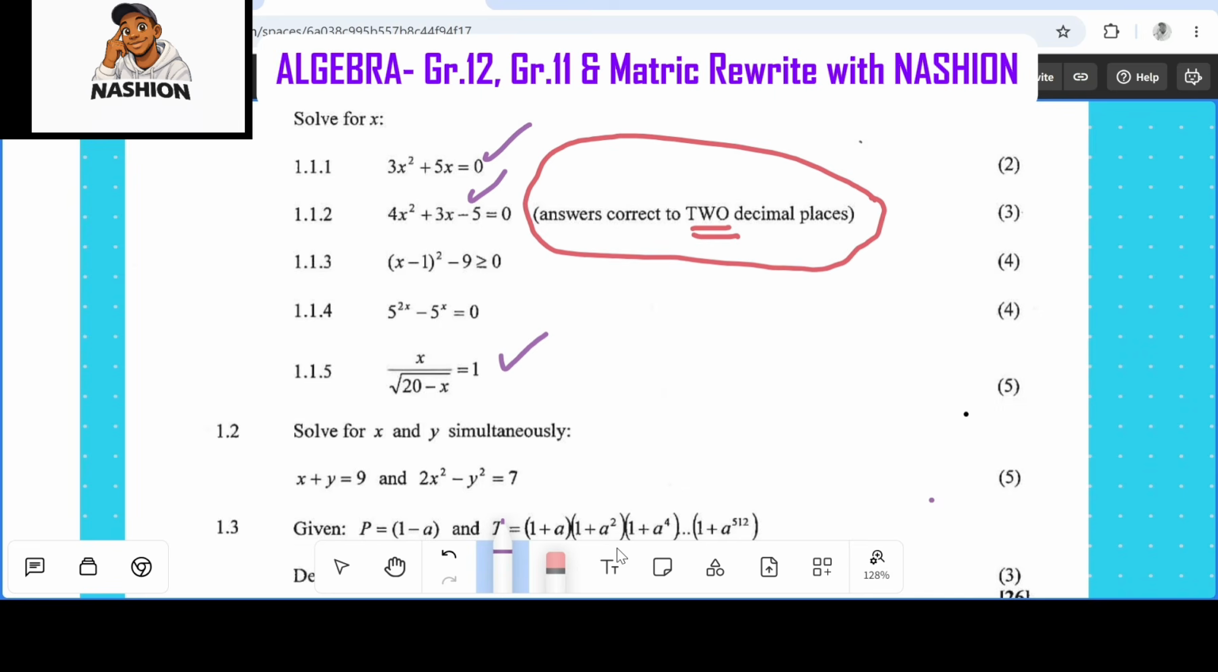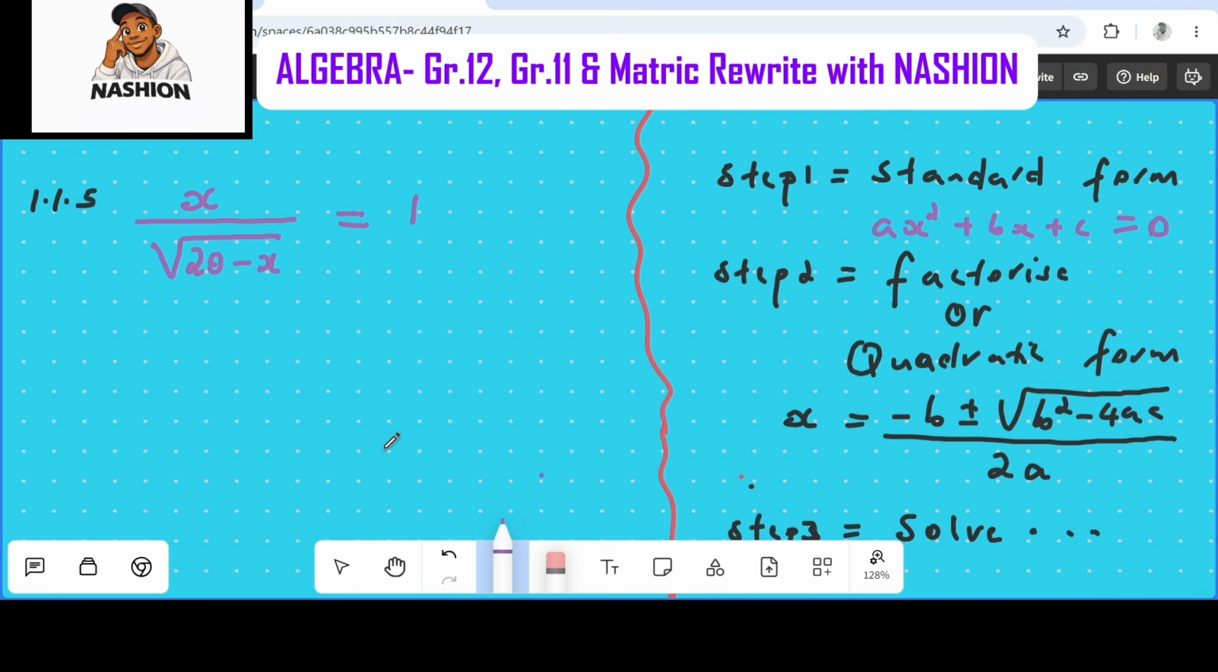That's another quadratic equation. Remember the process, no matter what they give you. Standard form, factorize, solve to the end. Now this one, guys, is quite unique because you will notice that when you do step 1 standard form, the standard form doesn't have the square root sign. And this question has a square root sign. Another thing, the standard form doesn't have fractions.